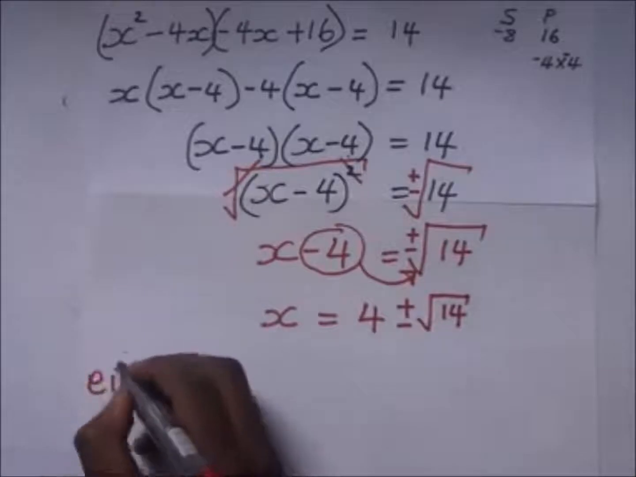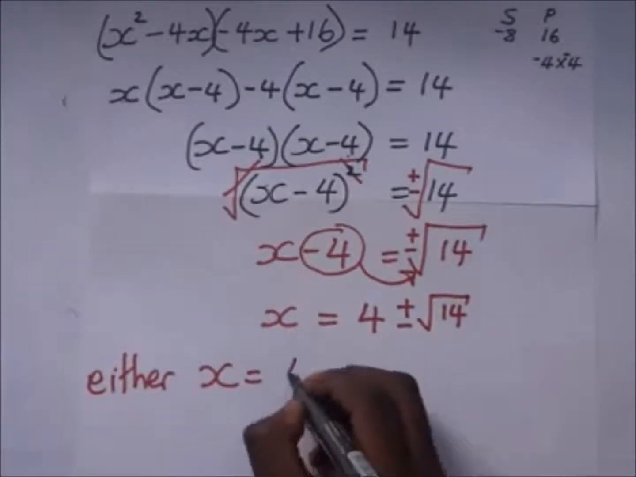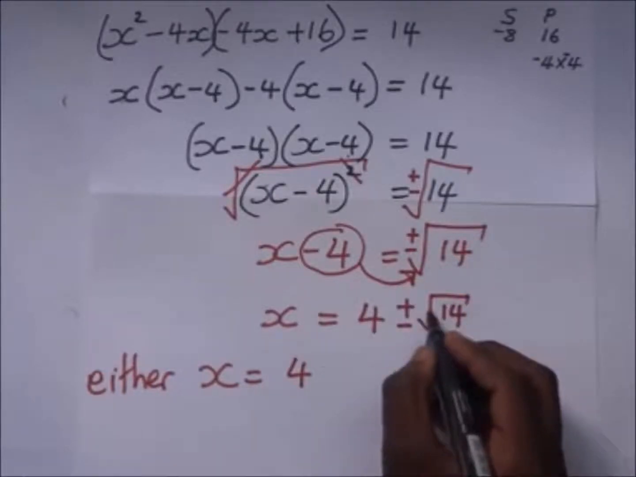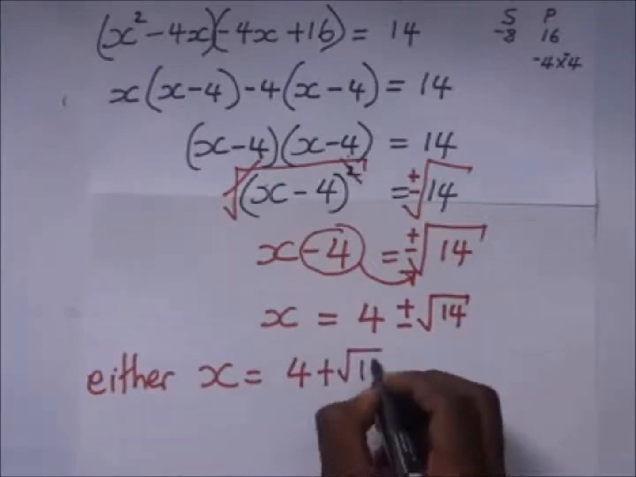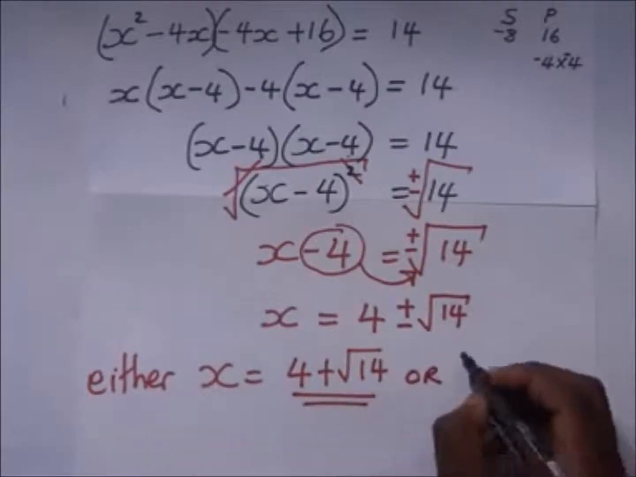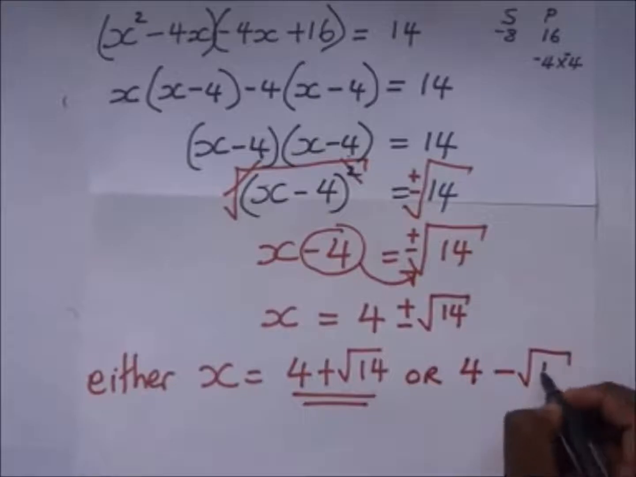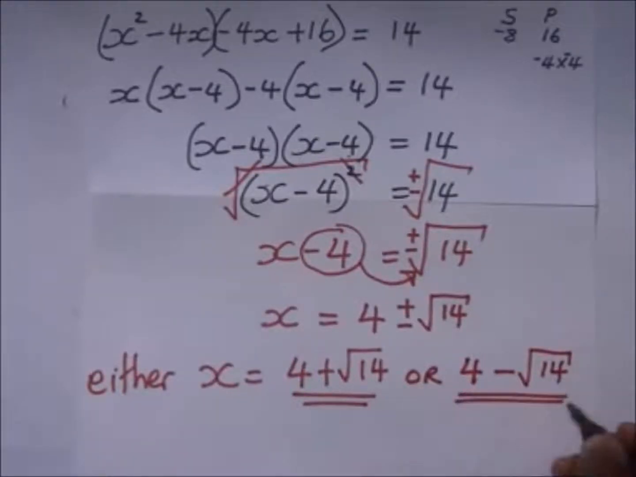So from here we have two values of x. Either our value of x is going to be equal to 4 plus the square root of 14, or our value of x is going to be 4 minus the square root of 14. And those are our two values of x.